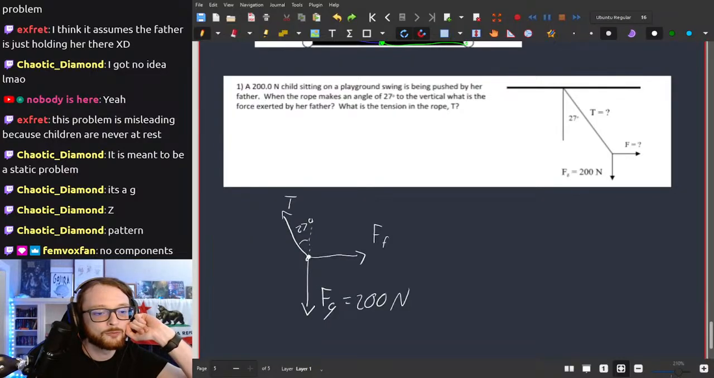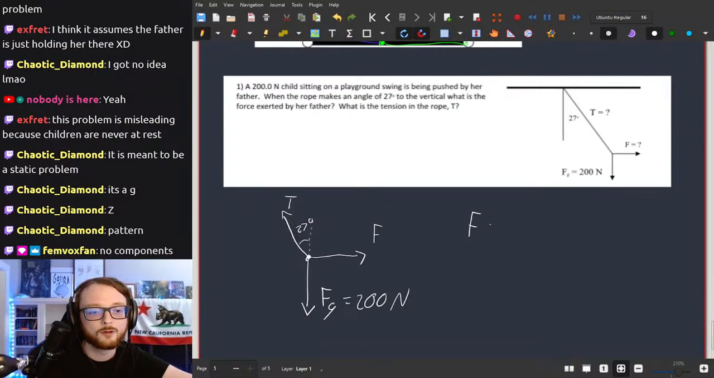No components? Well, the only thing we're going to have to break up is the T, right? So we know that the force from the father, I guess they call it just F, minus the horizontal component of tension.